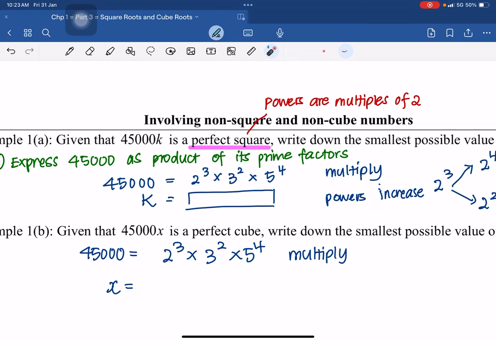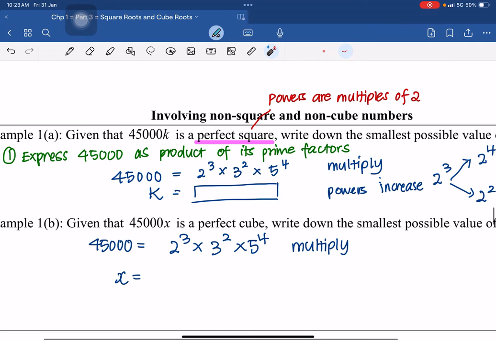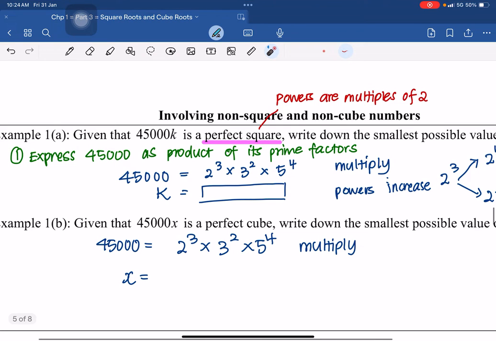So first, how to handle this kind of question? First, let's express the number 45,000 as a product of its prime factors. After calculation, I have 45,000 as the product of its prime factors to be 2 cubed, 3 square, and 5 to the power 4. Next, let's consider the letter k.